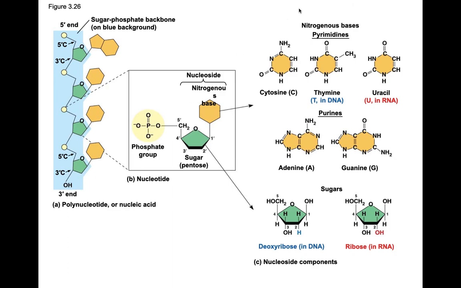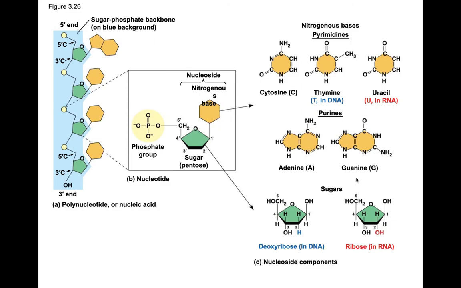We have pyrimidines and we have purines. Pyrimidines are going to have 1 nitrogenous ring attached to the carbon sugar. We find cytosine and thymine in DNA, and in RNA, uracil replaces thymine. Now, purines are the other 2 nucleotides that we see in both DNA and RNA, but they have 2 nitrogenous rings, adenine and guanine.